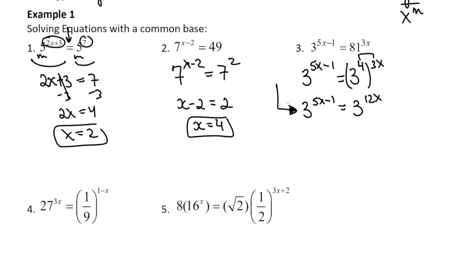And so if you have the same bases and they're equal to each other, then just like DJ, you can drop the base, and you would have 5x minus 1 equals 12x.